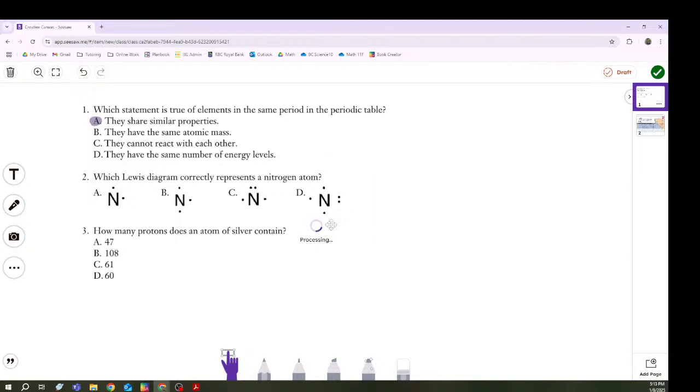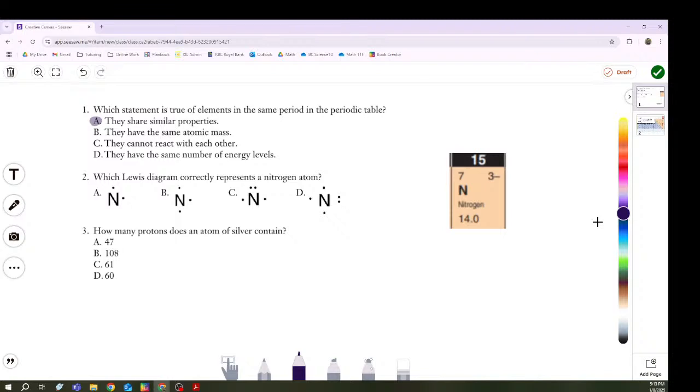No, because when you draw a Lewis diagram, what kind of electrons do you draw? You don't draw all of them. Okay, let's do a Bohr model of nitrogen. What would a Bohr model of nitrogen look like? Right, okay, 1, 2, 3, 4, 5. So then, if I'm doing a Lewis diagram, what's the difference between that and the Bohr model?